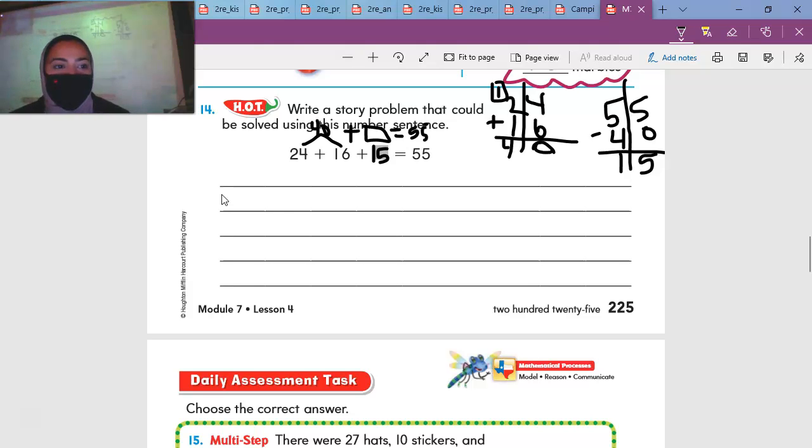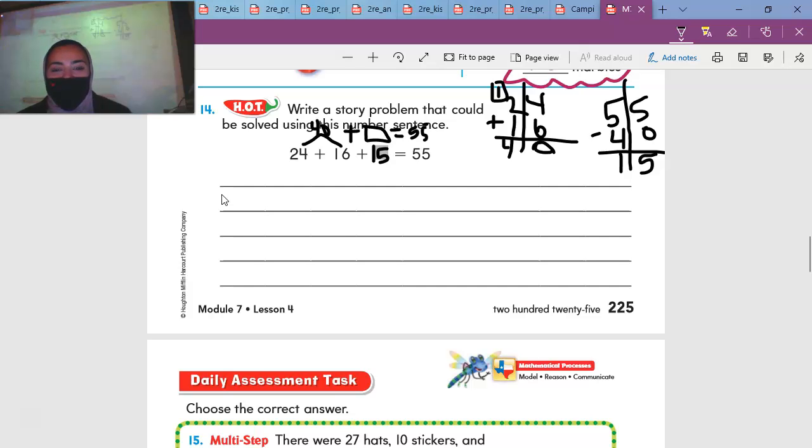So I'm just going to say book because I like reading. Yours is going to be whatever you want. You better not do the same as me. So this is my problem. My problem is going to say, Miss Youssef has 24 math books. She also has 16 science books. Miss Youssef also has 15 social studies books. Period. How many books does she have all together? And then what is the answer? 55.